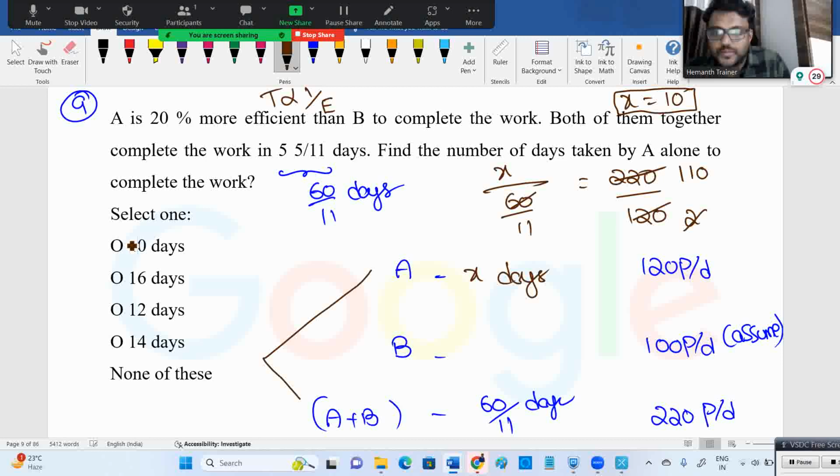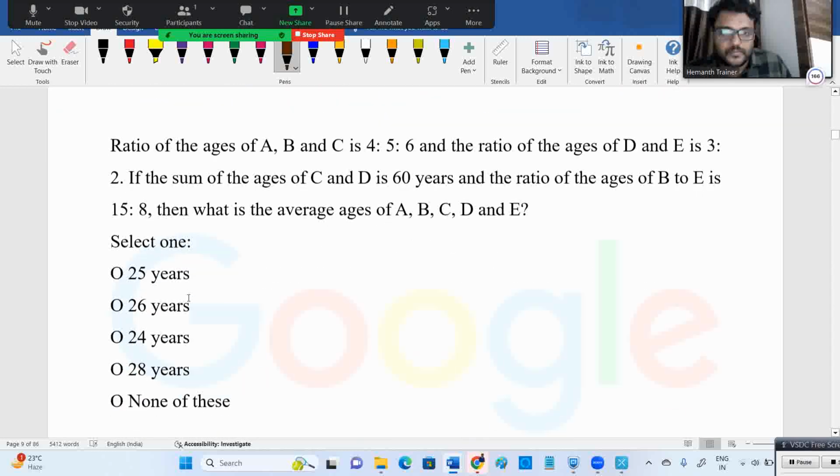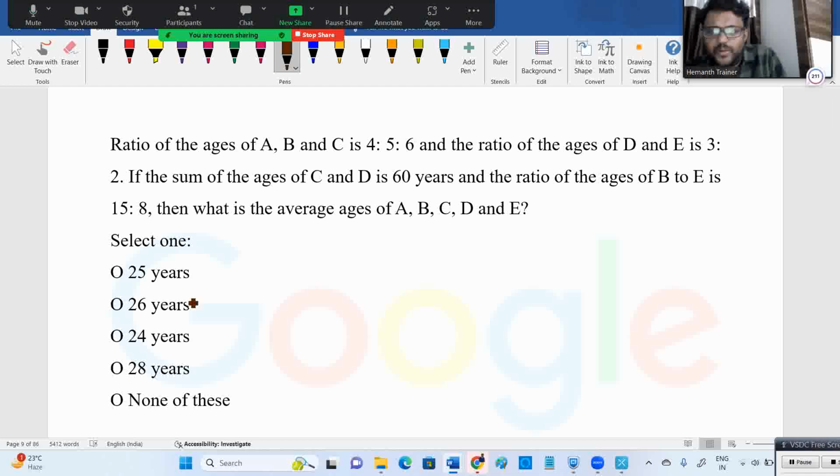Typing error. So 10 days is the answer. Now again related to ages. A, B, C is 4, 5, 6. D to E is 3 to 5. The sum of C and D is 60 years. And the ratio of B to E is 15 to 8.